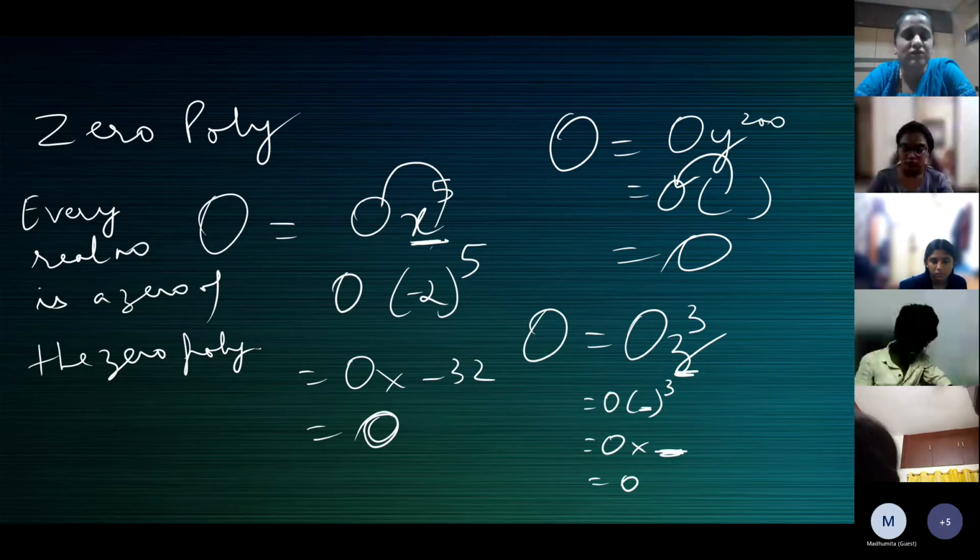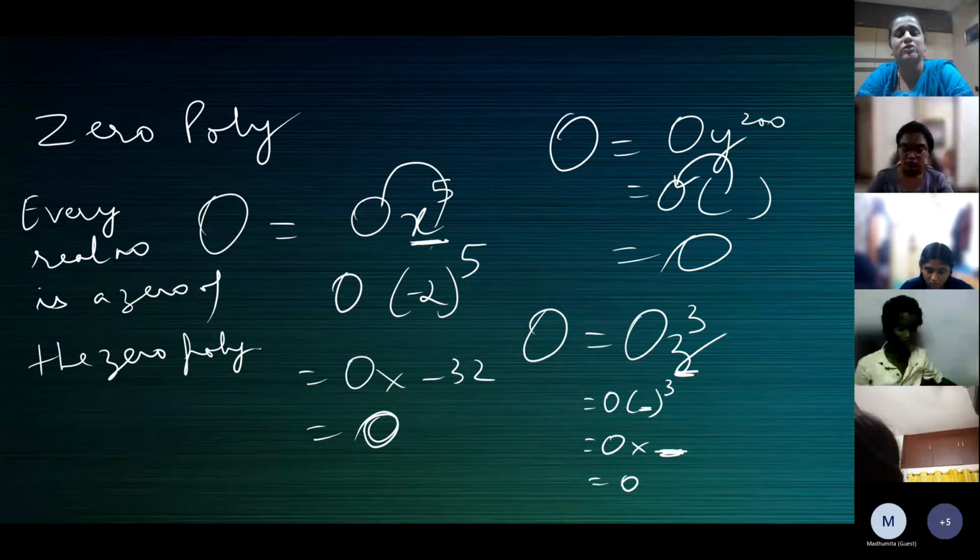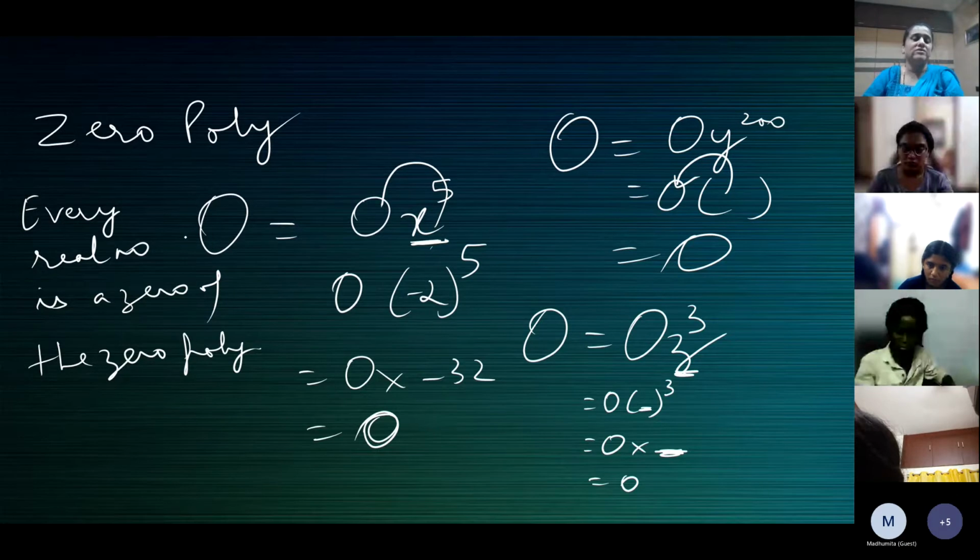Because whatever value you give for the variable x, y, or z, ultimately it's going to be multiplied into zero, so it will become zero. Every real number will make the value of the polynomial zero. Zero is always zero only. So every real number is a zero of the zero polynomial.